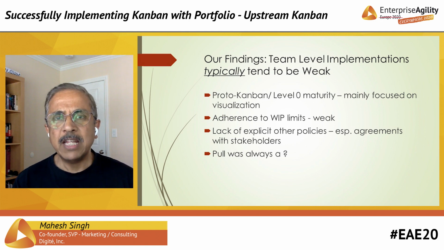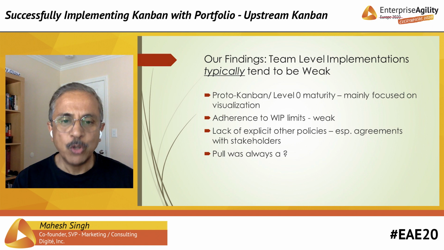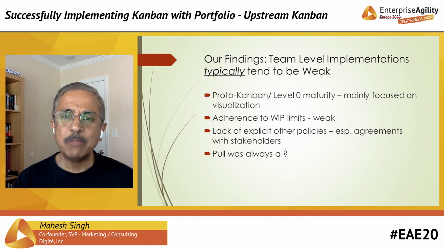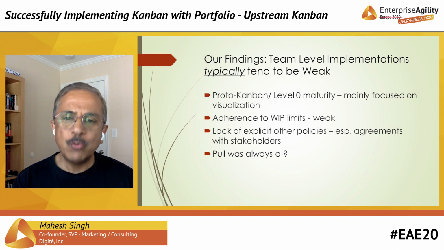Other policies that they may have are not made explicit, and especially policies with respect to their stakeholders are almost non-existent. And then one of the big principles around Kanban is to implement pull. Although pull and flow are a big part of implementation of Kanban, in reality pull per se remains a question mark, which means that team members still tend to get assigned work rather than pulling work when they have capacity.